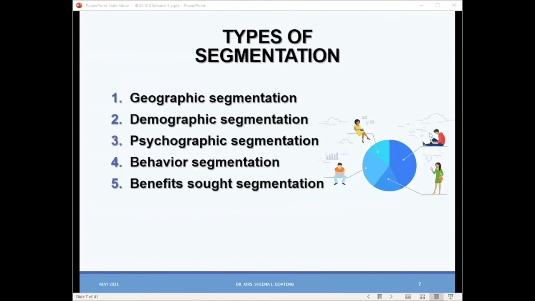So when it comes to global market segmentation, there are 5 main variables or 5 main types of segmentation that global marketers can apply, starting from geographic segmentation, which is the most popular and most commonly applied. Then we have demographic segmentation, psychographic segmentation, which is based on the values, attitudes, and personality traits of these consumer groups, and then behavioral segmentation, along with the benefits sought segmentation.